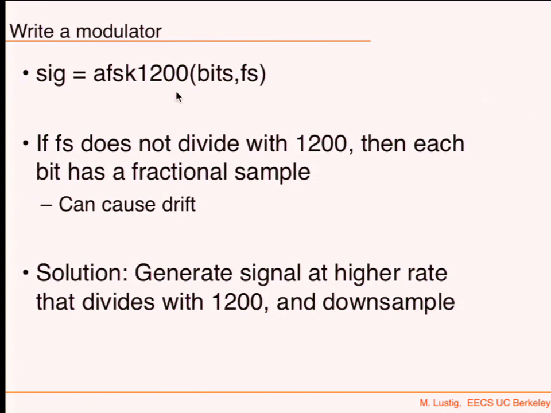So you're going to generate a function at an arbitrary rate. Now, how do you do this? What you do is you generate the AFSK signal at a much higher sampling rate that does divide by both your sampling rate and the bit rate. If you do that, then after you generate it, you downsample, and you're guaranteed that there's not going to be a drift. Okay, that's basically the idea. So that's how you're going to generate that. It's not too hard. Any questions?